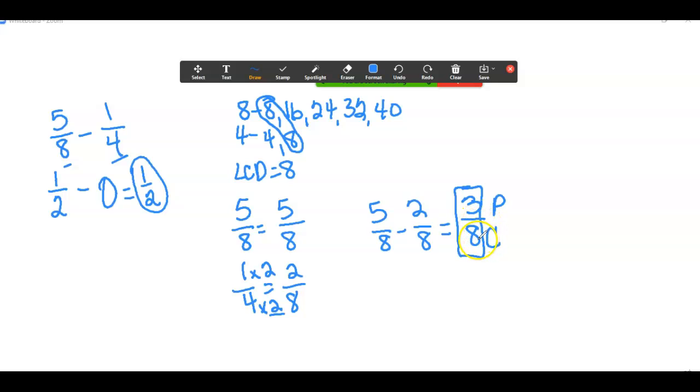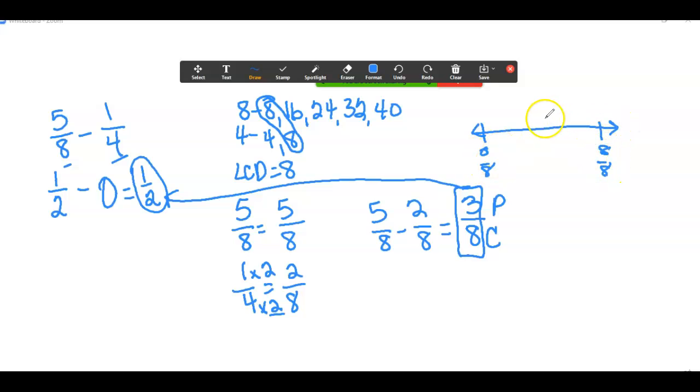Okay, now let's evaluate that with our estimate. Is 3/8 close to a half? Yes, because if I were to do a number line, this would be 0/8, 8/8, half would be 4/8, and 3/8 would be right here. So it would be close. It's only 1 piece away from being a half.